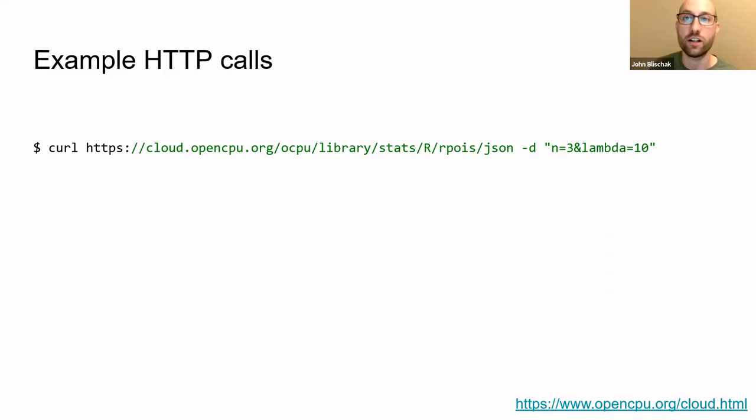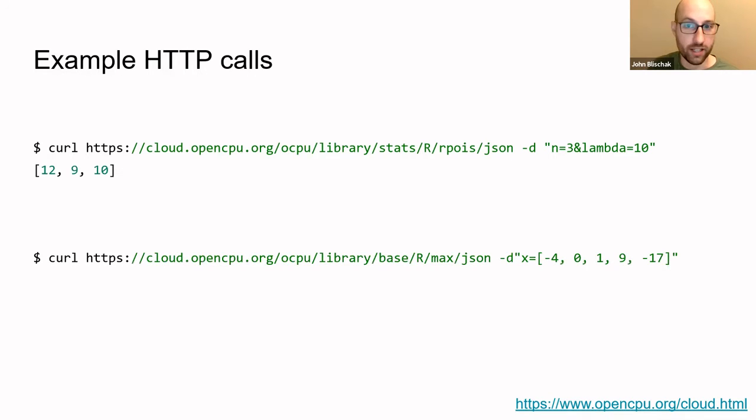So for example, here's a call saying, okay, I want 3 samples from the Poisson distribution with a lambda of 10, right? So you call that and you'd get that back. And then similarly here, you want to do a mathematical function, take the max, you pass it a vector of numbers, and you'd get back 9.